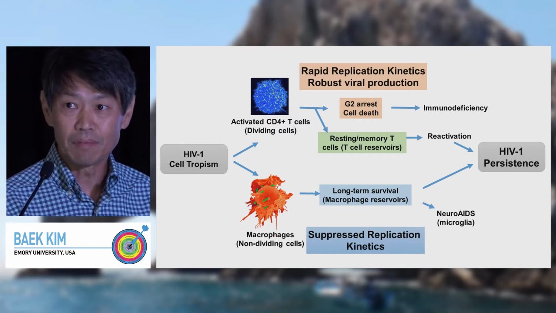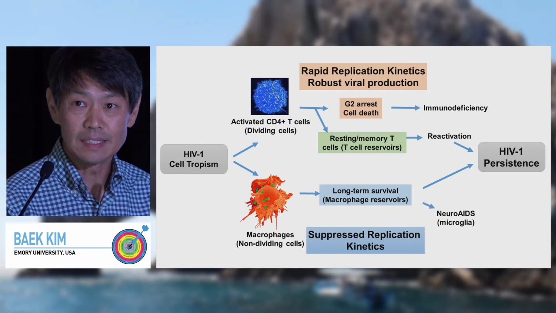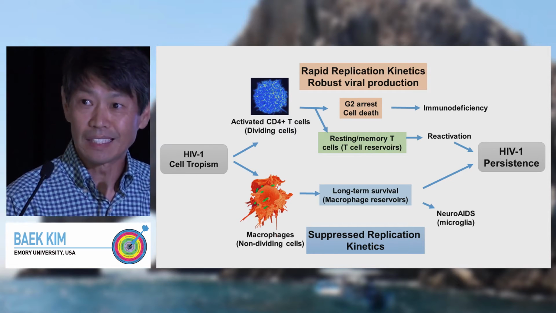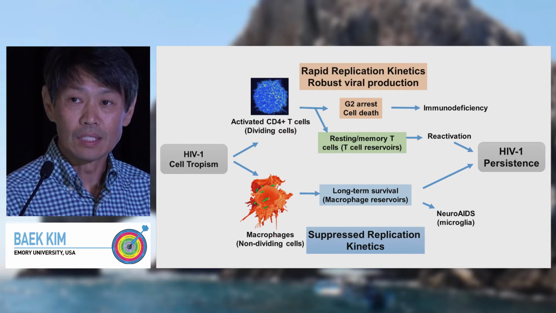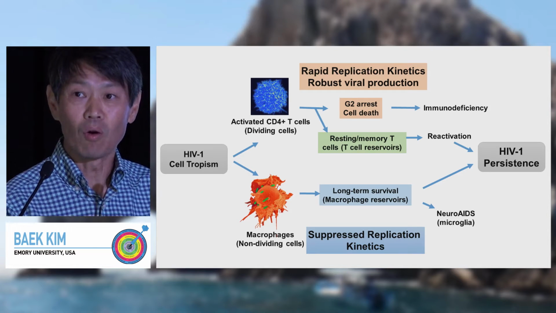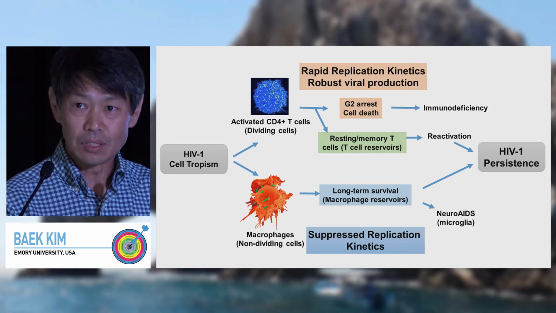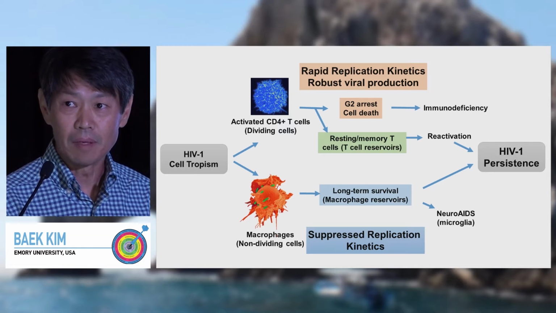About 10, 15 years ago, we were very interested in understanding how HIV replicates in macrophages, purely because macrophage is a non-dividing cell. There's no support for DNA synthesis in a terminally differentiated non-dividing cell. But HIV has to make DNA during reverse transcription. So the question is how HIV overcomes the lack of support from the cell it is infecting, particularly in macrophages.